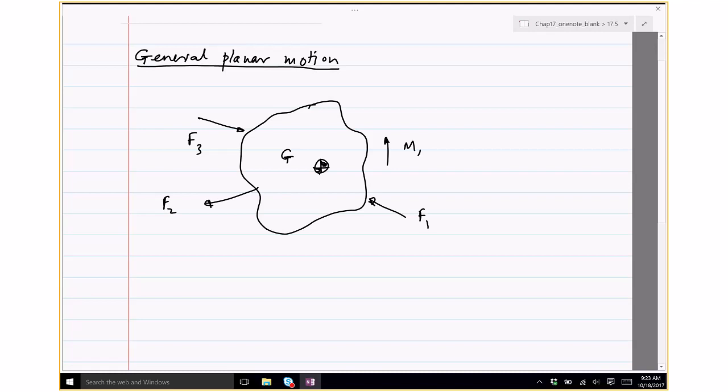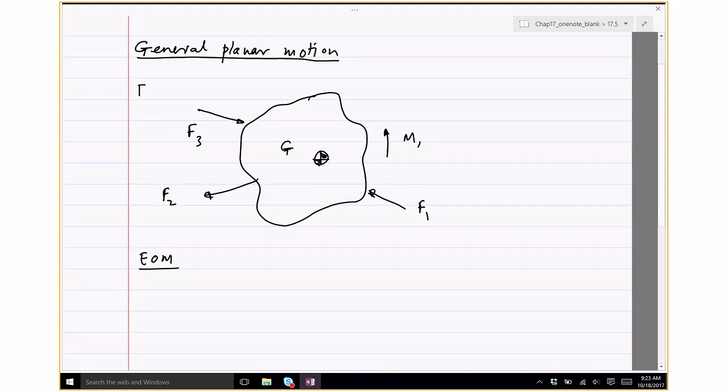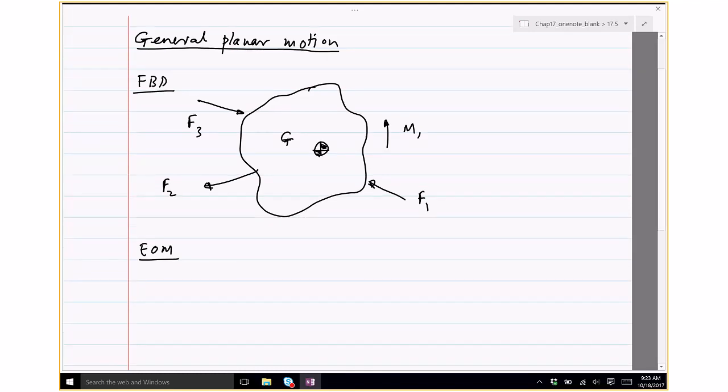Okay, but unlike the previous section, there's no point on this body about which the body rotates. So there is no fixed point. Just like a pendulum has a fixed point about which the body rotates, there's no such fixed point. So in such a case, the equations of motion are Fx equals m a_x, Fy equals m a_y, and if you want, you can take the moments about G. It's I_G alpha.